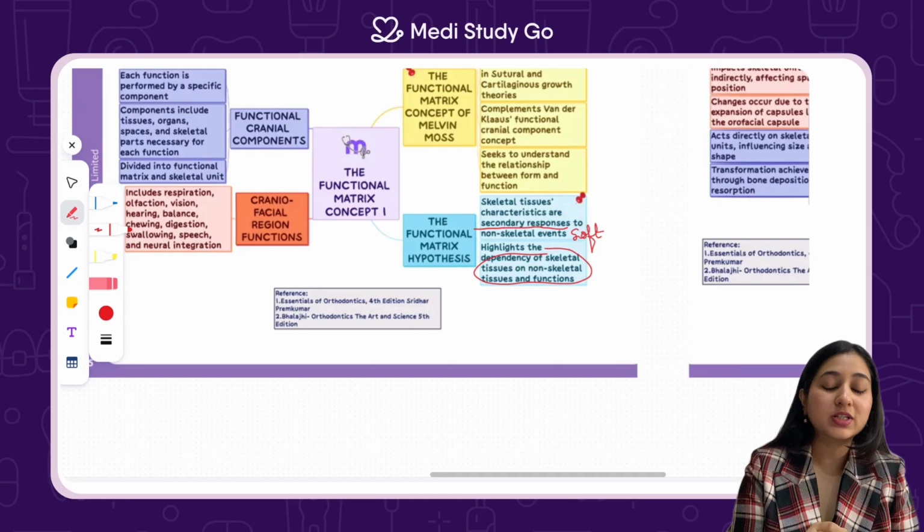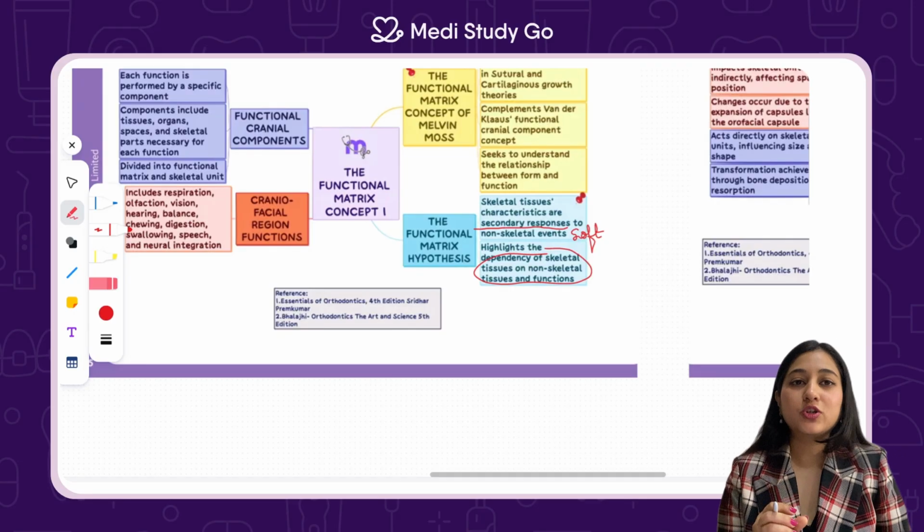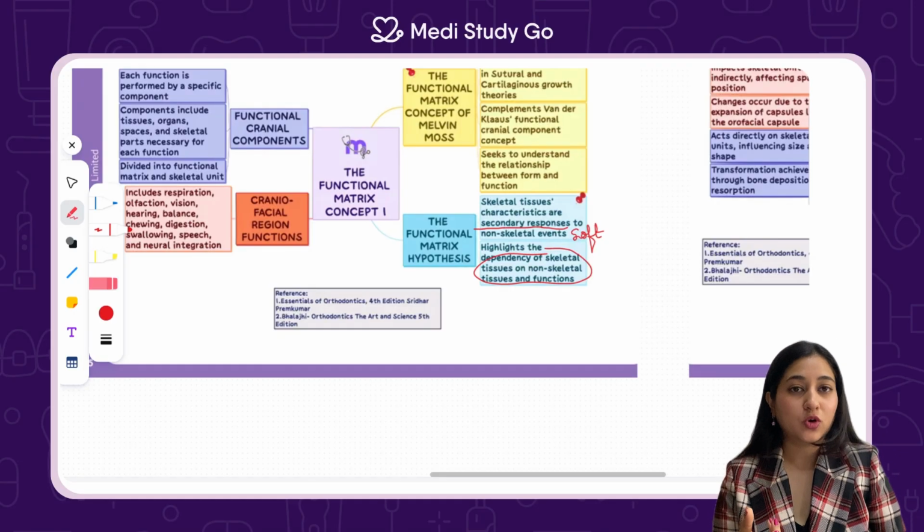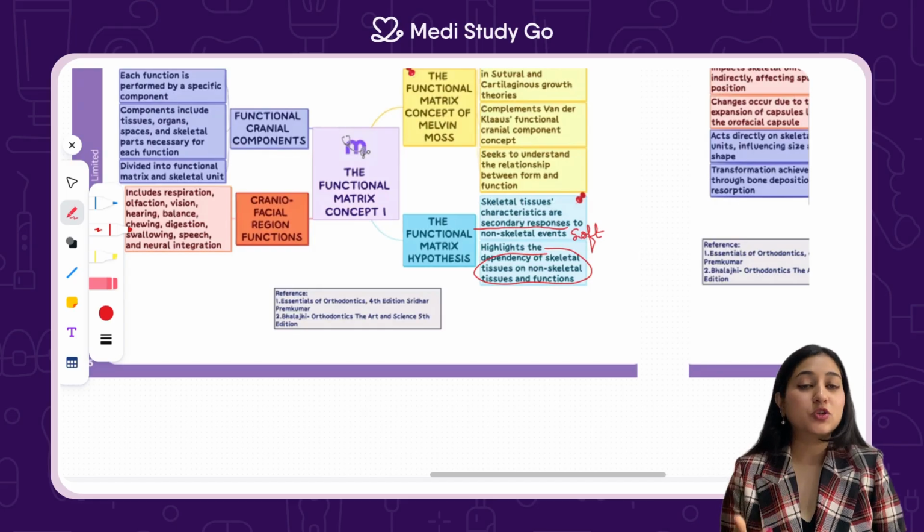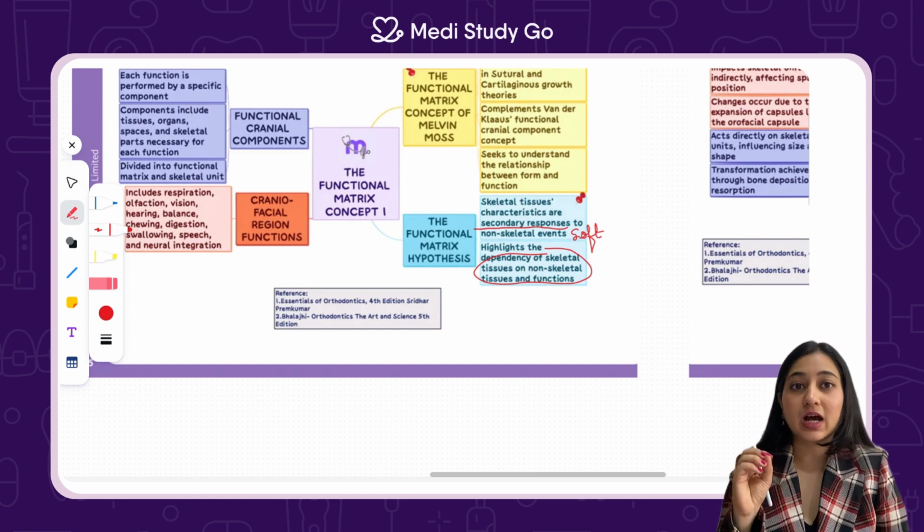So again, function is the key word here. It's not just the simple growth of the soft tissues which is acting as an inducer of growth, but also the functional demands. So I'm continuously mentioning functions. So what are these functions? Let's understand them.